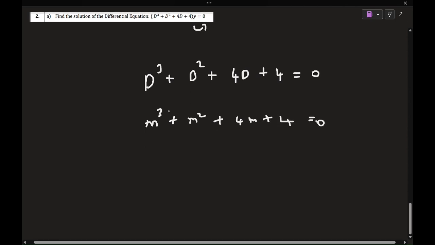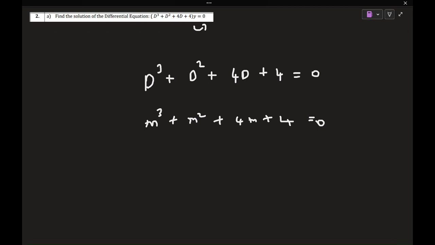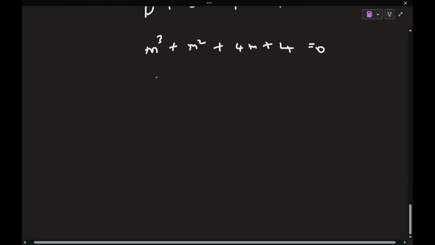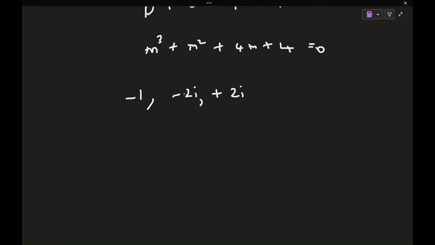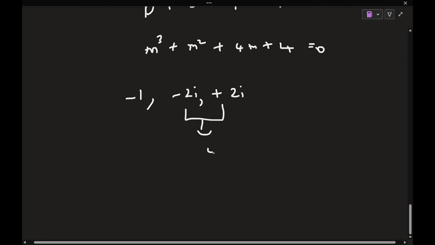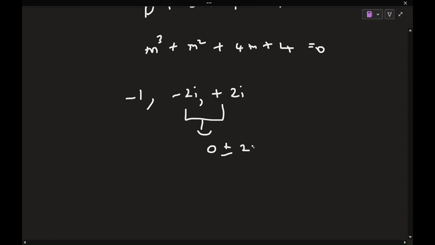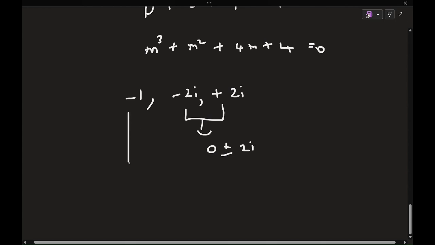Now what I have to do is find the roots. Even in the exam you'll be allowed to use the calculator, and as soon as you input this equation in the calculator you'll get your roots. Once I input this equation, the roots I'm getting are minus 1 and minus 2i, plus 2i. So I have one real and unequal root, whereas the other roots are imaginary. I can write these imaginary roots in the form of 0 plus or minus 2i. Correct?